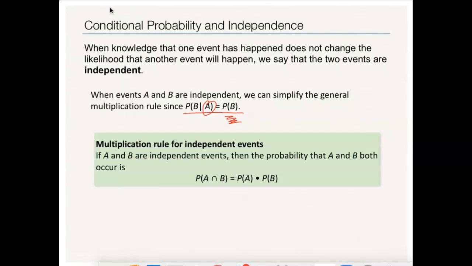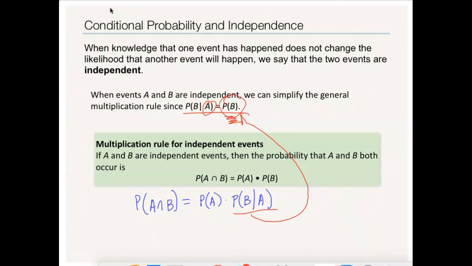All right. And so for independent events, that simplifies the multiplication rule for us because, and I'll write this out, remember that the general multiplication rule was the probability of event A and B occurring together is the probability of event A occurring times the probability of event B occurring given that A has occurred. But if we know they're independent, then notice that we said the probability of event B given A is just the same as the probability of B. And thus this would then just simplify down to that.